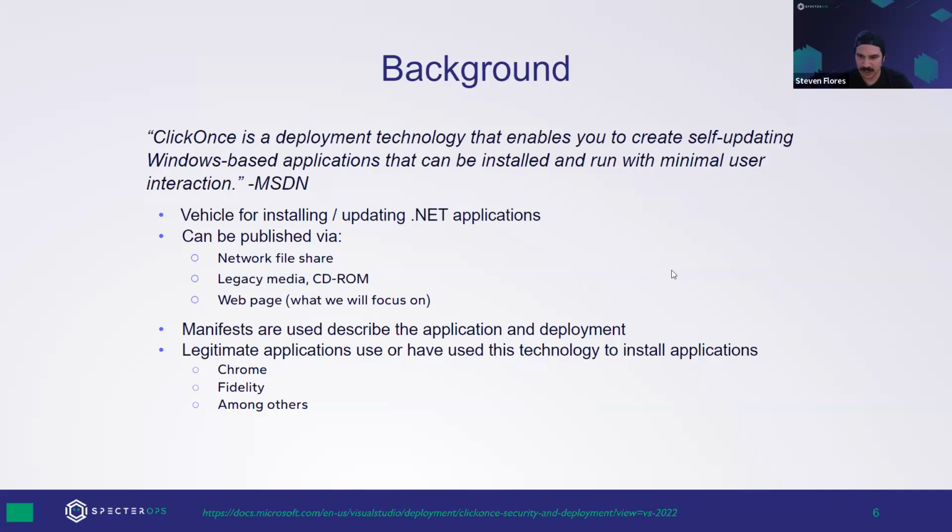For the entire deployment process, which we'll talk about in a couple of slides, and which we'll be referencing throughout this entire slide deck, are manifests, which really describe how the entire deployment and application is set up and how the deployment happens. But over time, there have been a lot of legitimate applications that have been used when installing .NET applications. Previously, at one point, Chrome did this, Fidelity, and there have been tons of others, and we'll talk about ways later on in this slide deck of how we can identify other ones that exist.